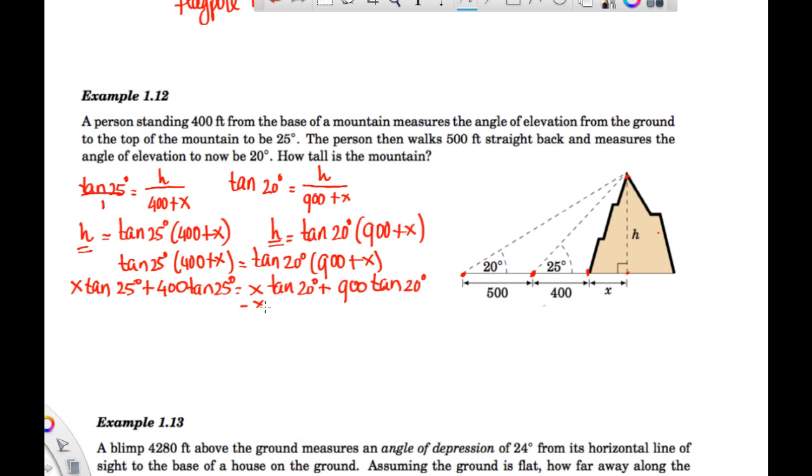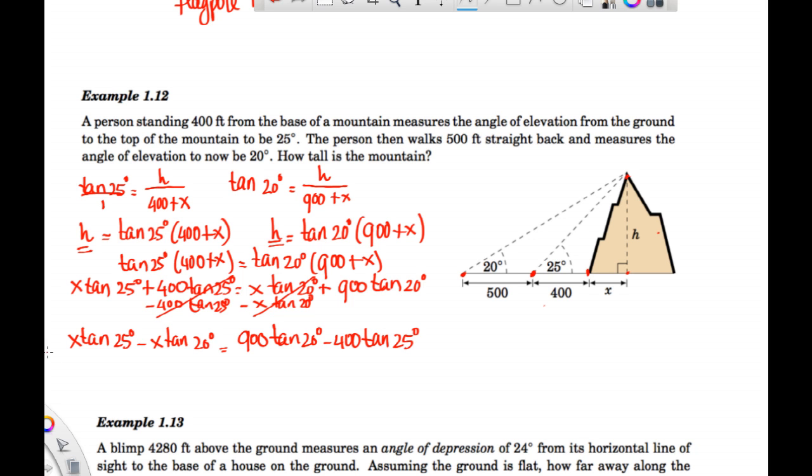So I need to subtract this one. So that cancels. And that means that on this side I will get x times the tangent of 25 degrees minus x times the tangent of 20 degrees. And then here I will want to do the same thing, but now I'm going to subtract 400 times the tangent of 25 degrees on this side to cancel that part. But that means that I also need to write, oh sorry, ahead of myself, 900 tangent of 20 degrees minus 400 times the tangent of 25.